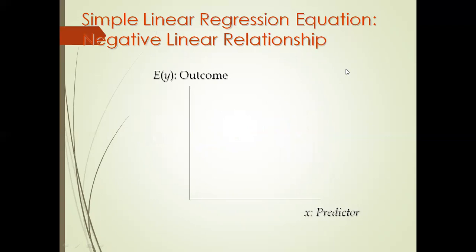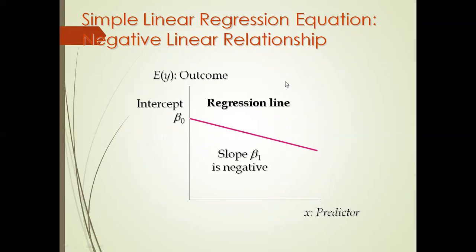The next one is the simple linear regression equation with a negative linear relationship, the vice versa of the previous case. It's very simple. Again, we have the predictor variable and outcome variable, and these two constants. But here, this is called a negative relationship. It is also linear, but a negative linear relationship. Why? Because the value of y keeps on decreasing proportionally to the value of x.